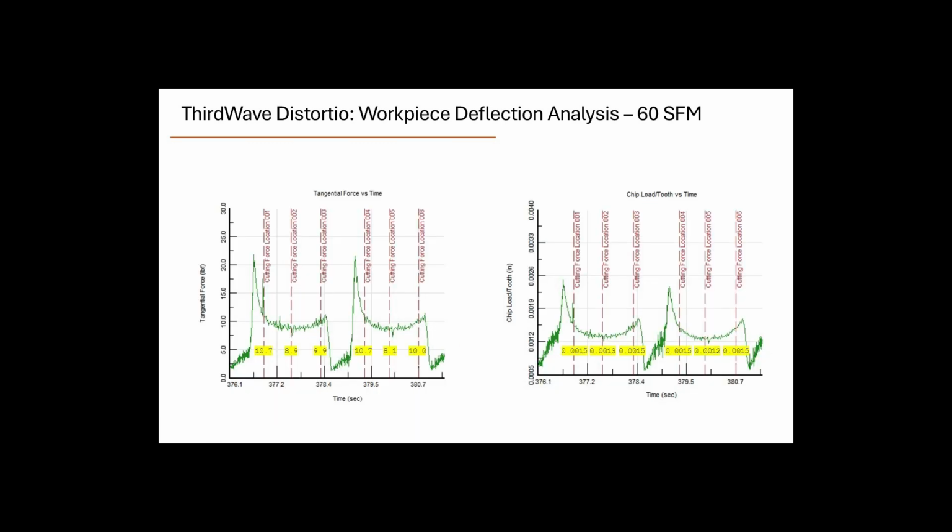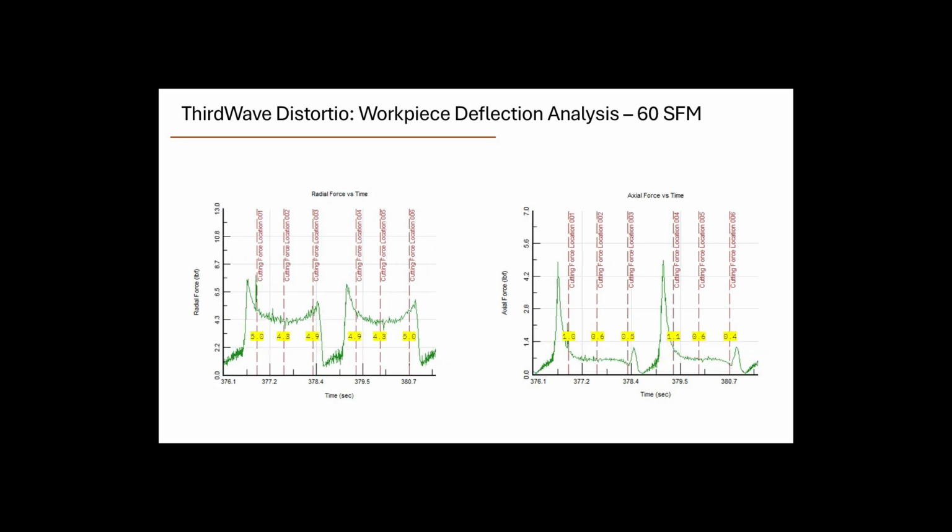This is just showing the force graphs that we get out of analyzing the tool path and running the FEA. What we're seeing on this particular slide is tangential force versus time, and chip load per tooth versus time. The two distinct shapes of the graph are to do with machining the suction side and then the pressure side of the blade. So you can see the force profile there.